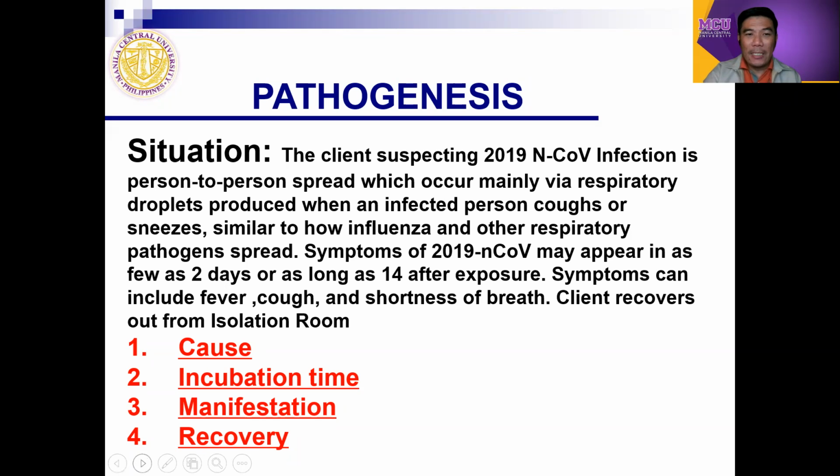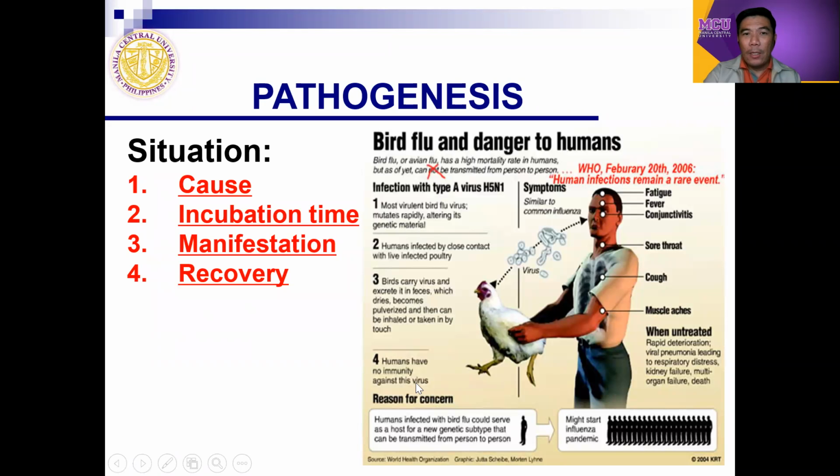Other than the pathogenesis, we have an example before as bird flu. So very familiar. The bird flu before is having a type A virus H5N1. So what is the cause? Obviously, the cause of the bird flu is from type A virus H5N1. And upon inoculation of this virus, it will give us an incubation period.